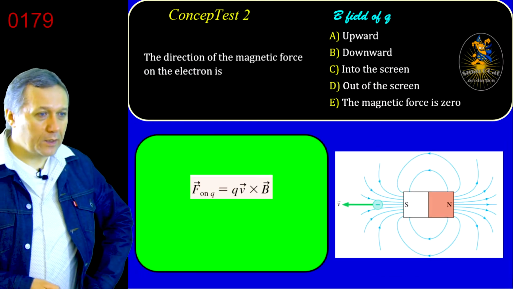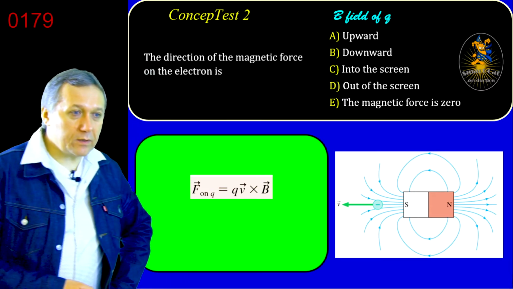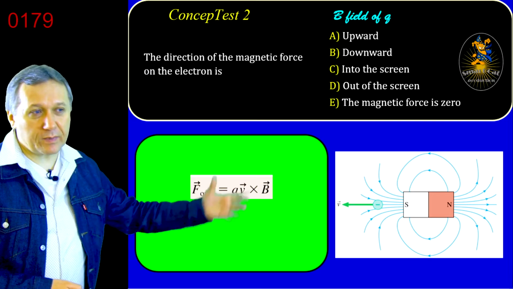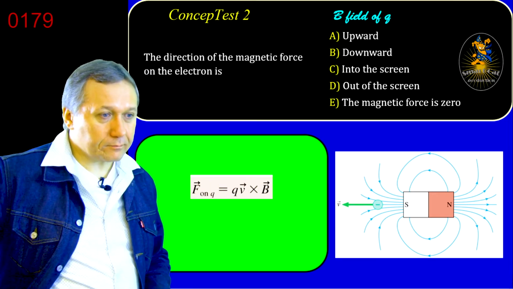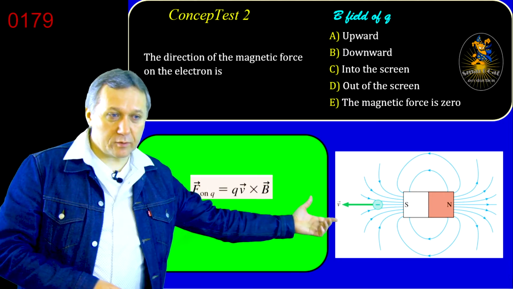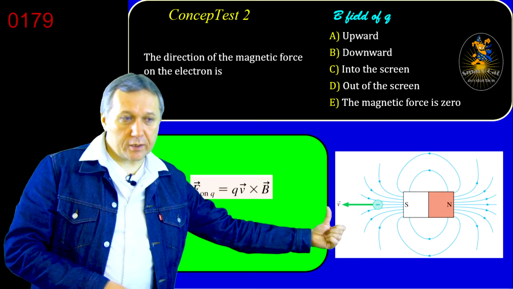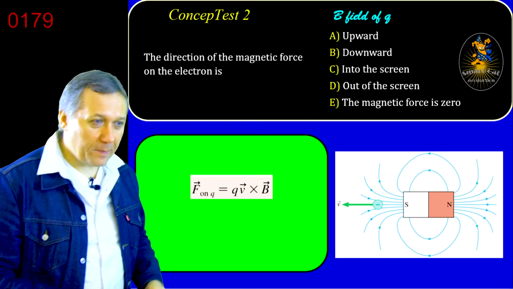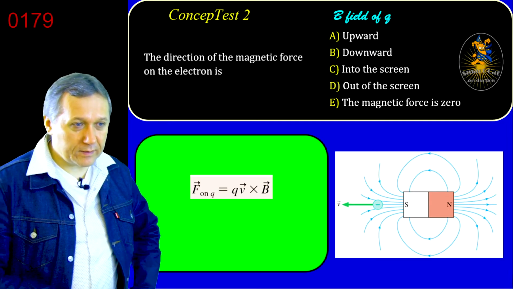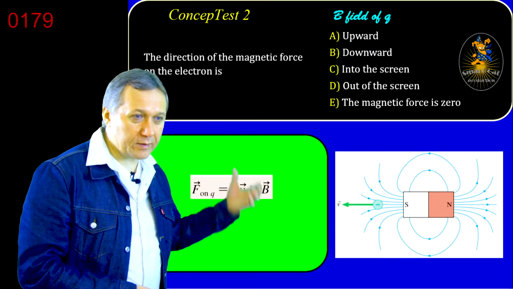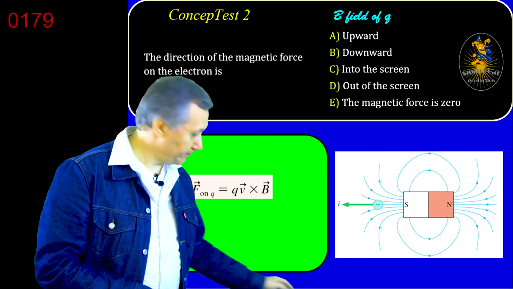Okay, good. Now, the same question. What can you say about the magnetic force in this case? Again, you see magnetic field lines, you see the electron traveling towards me. So what can you say about the magnetic force on this electron? And you see the directions, and the last option, the magnetic field is 0.